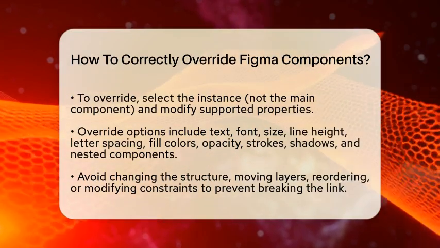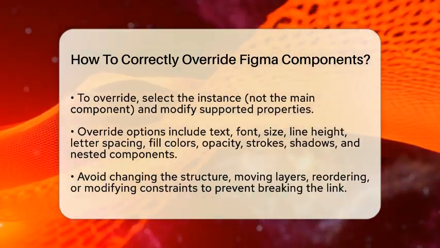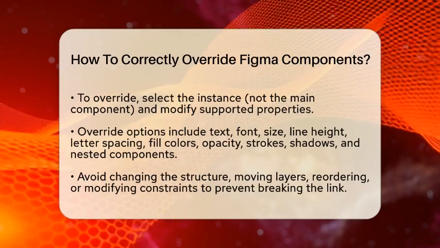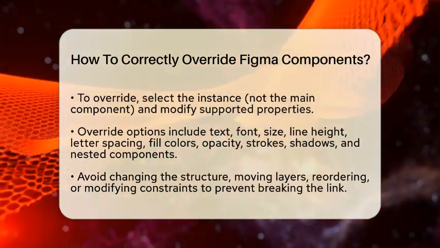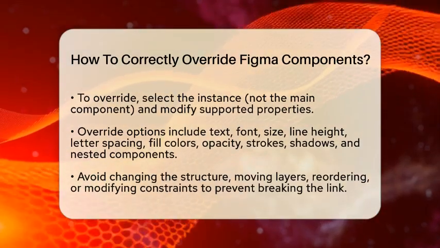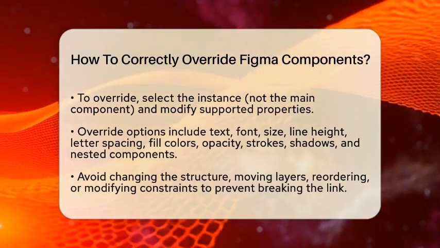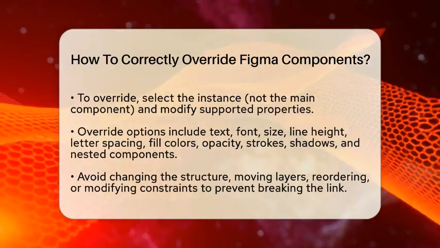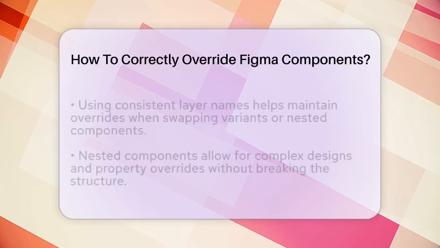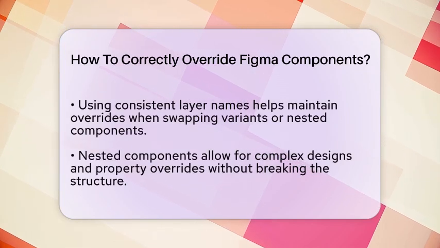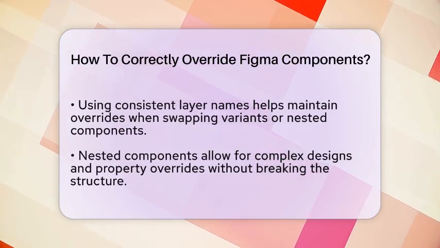It's important not to change the structure of the instance. That means you shouldn't move layers around, reorder them, or change constraints inside auto layout frames. If you do, the link to the main component breaks, and you'll have to detach the instance, which means losing the connection. Using consistent layer names inside your components helps a lot.